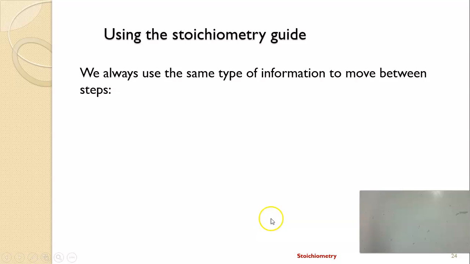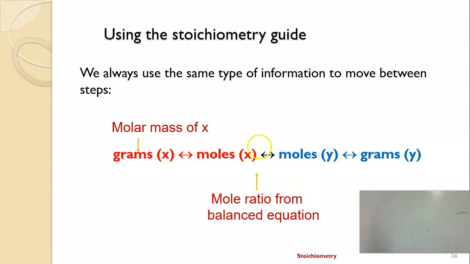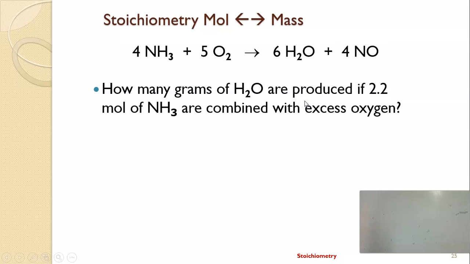All right, using the stoichiometry guide, we always use the same type of information to move between steps. Kids, you got to know the moles. Moles is super important. You have to convert everything into moles, or else none of this is going to work out. Okay, you can do that. Let's say we have the molar mass of something. If we convert that into moles of one thing, we can convert it into moles of something else, and then molar mass of something else. Sounds complicated. It sounded complicated when it came out of my mouth. But when I show you how to do it, I think it'll be less complicated.